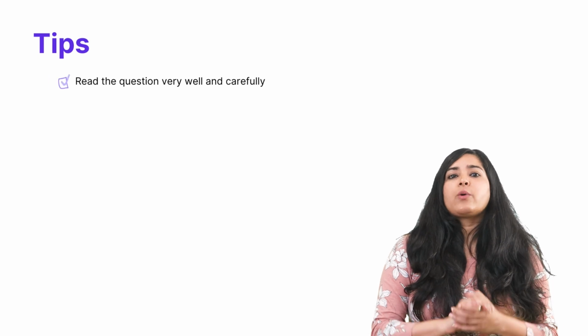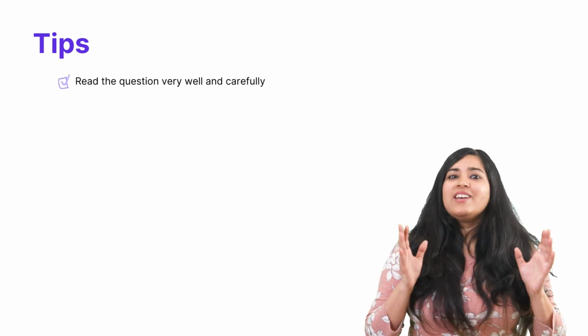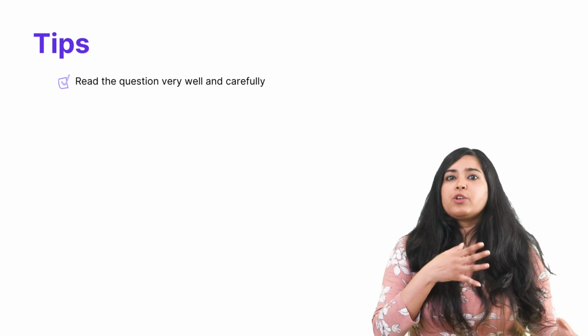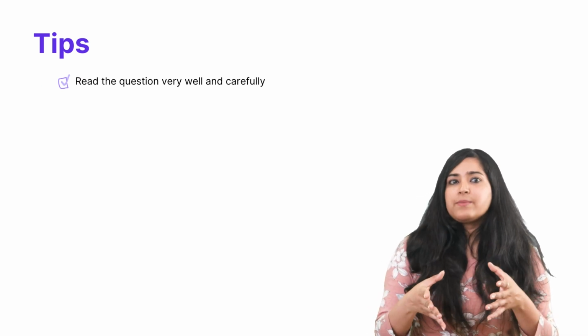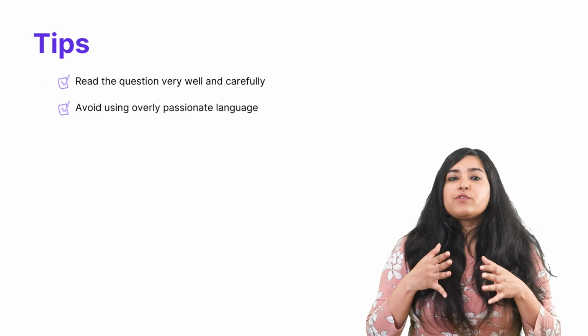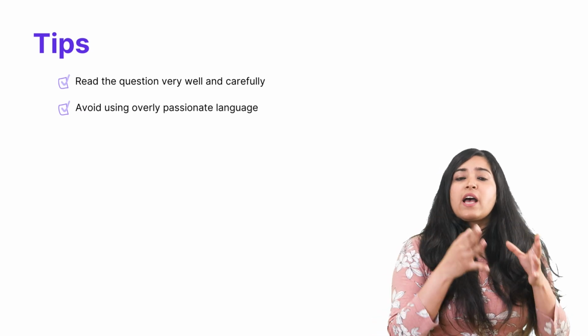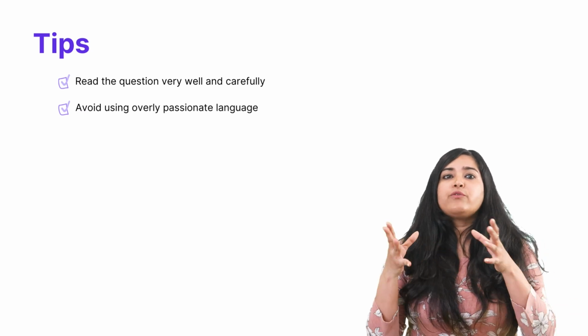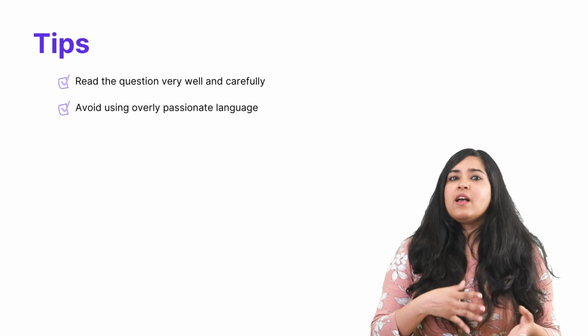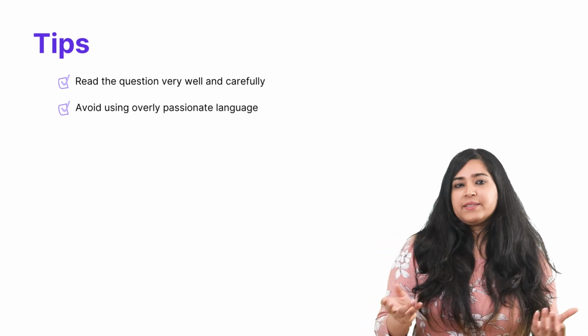Right then, we've covered a couple of phrases, but before we close this lesson, let's look at a couple of tips. First of all, make sure you read the question very well and carefully. Don't assume what you're expected to do because you could be asked to do any of the above question types. Number 2, this is a formal piece of writing, so make sure you sound like an academic when arguing and avoid using overly passionate language like I hate or I would not like.